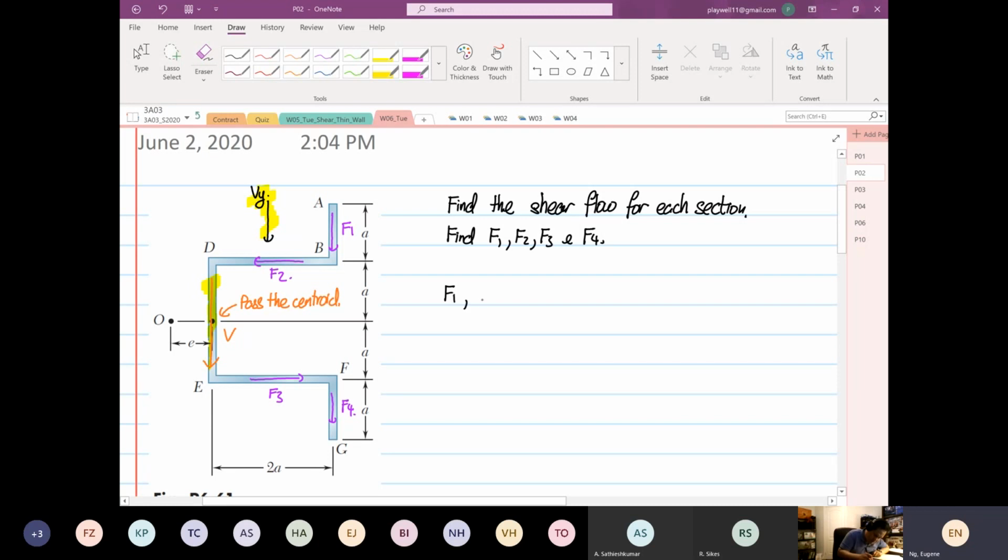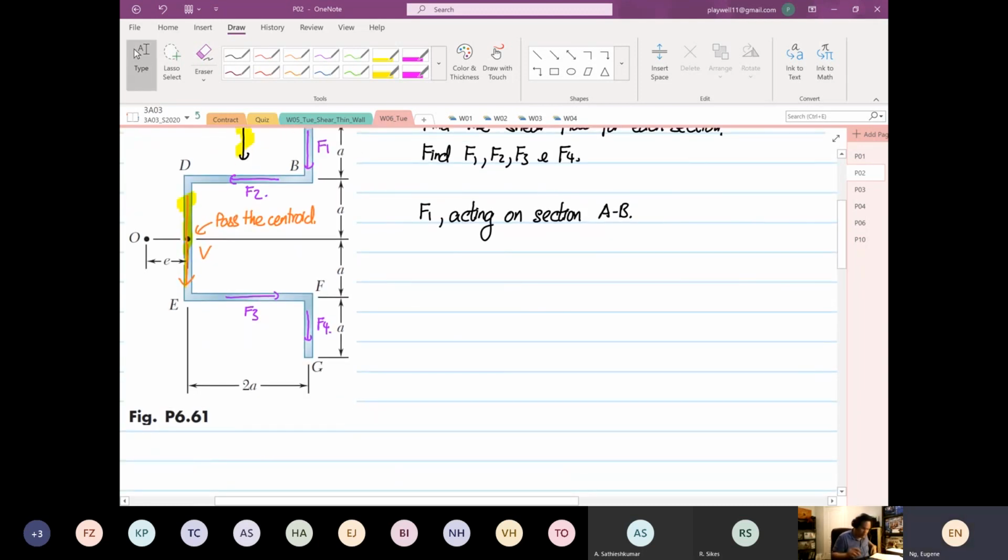F1 is acting on section AB. So I'm going to do a sketch. If this is my AB, this is my point A, and this is my point B, and then I have the position of our centroid.